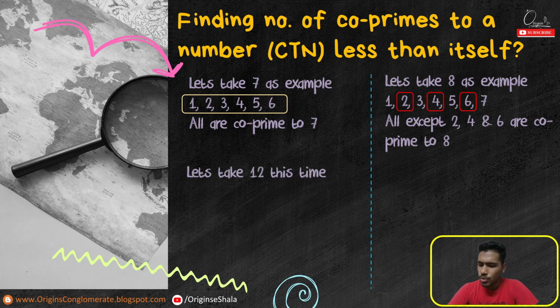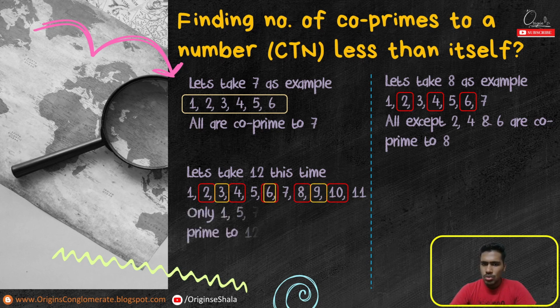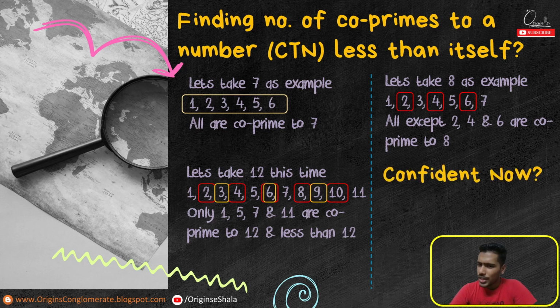Now let's take 12 this time to get it more clear, because these were all factors of 2. So let's take a different number. For 12, we know up to 11 these will be the numbers, and there will be multiples of 2 as well as multiples of 3, like 3, 6 and 9. After removing these, I'll be left with 1, 5, 7 and 11, and these are the numbers which are co-prime to 12 but less than 12. So are you confident now? I'm sure you are, right?